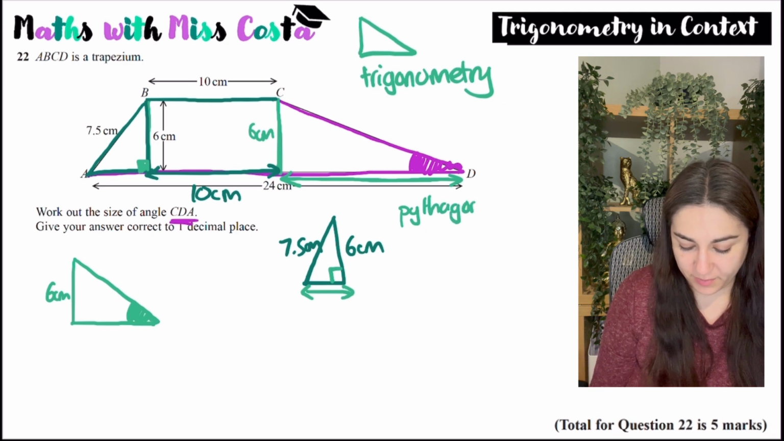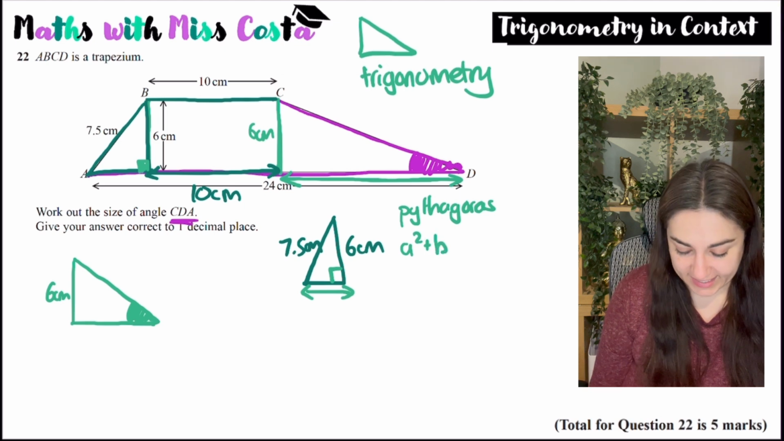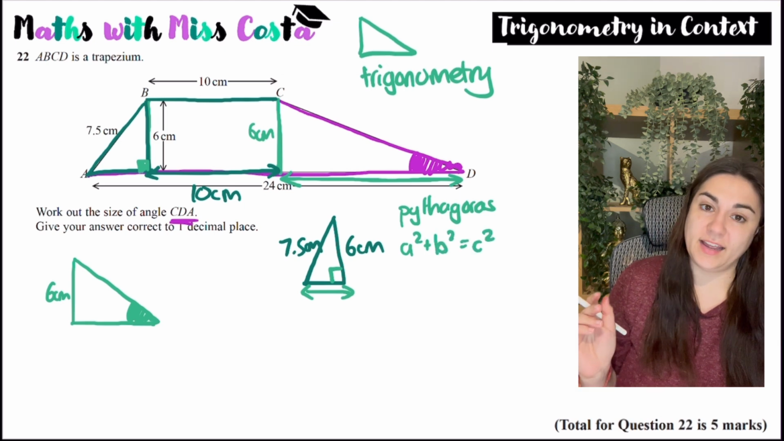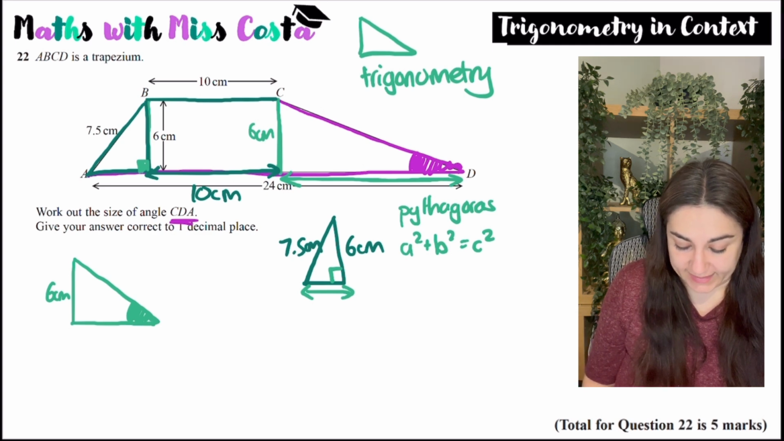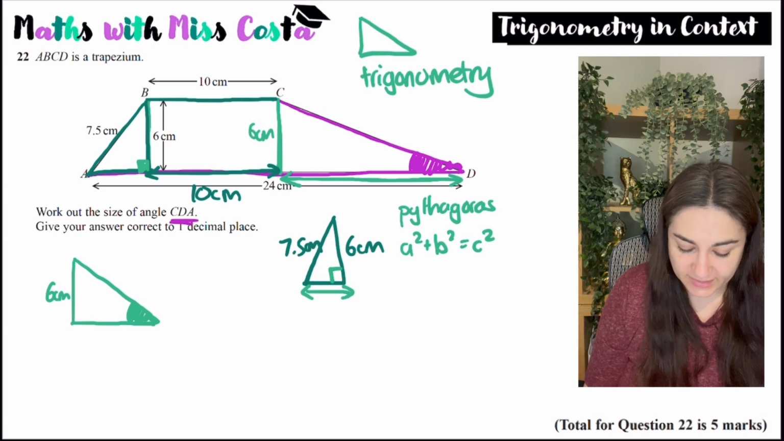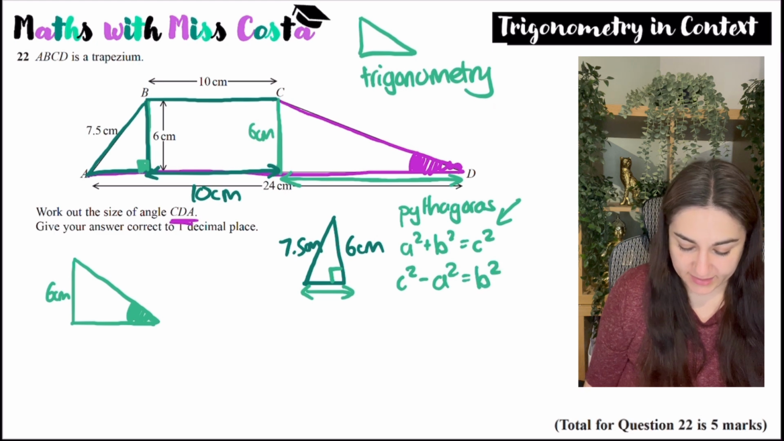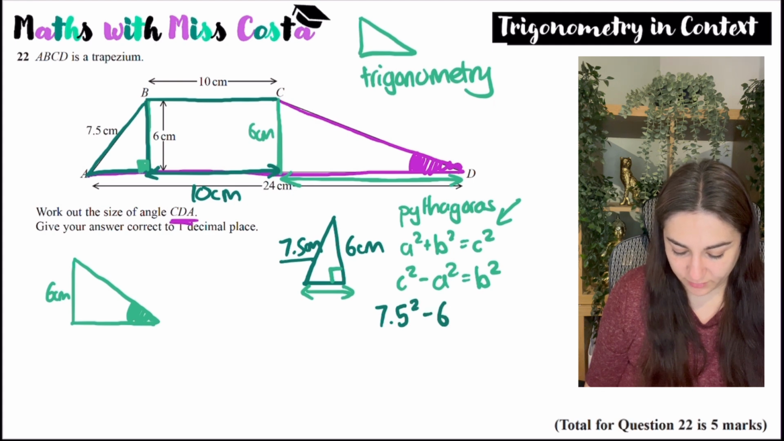And I can use Pythagoras to work out the missing side. So Pythagoras is a squared plus b squared equals c squared, and essentially c is always going to be the hypotenuse, your longest side. So if you've been given your longest side, you're going to have to do a subtraction. So c squared minus a squared equals b squared. So what would I do? Well, the value of c is 7.5. So I'd write 7.5 squared, take away 6 squared, and that's going to give me this length here squared.